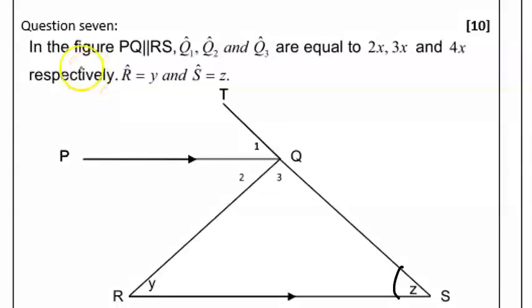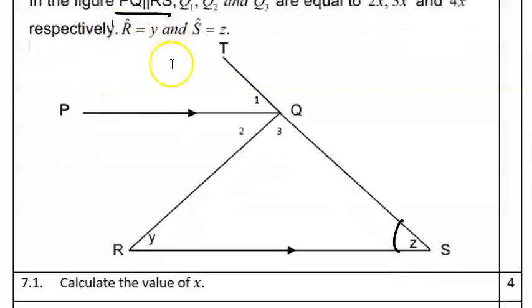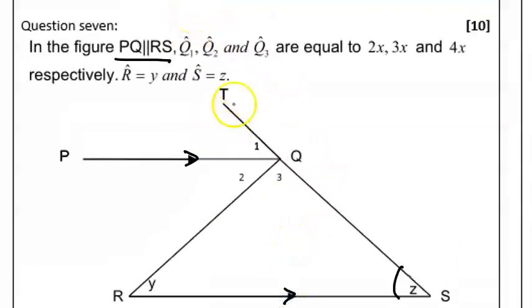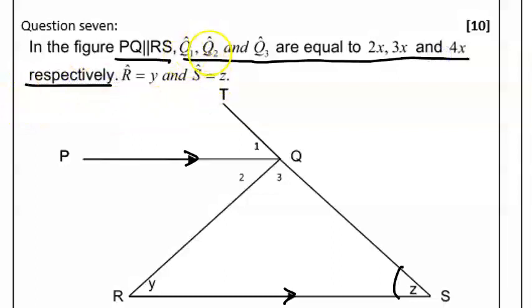So in this particular question, it says, in the figure, PQ is parallel to RS. And remember, as discussed in the previous example, the symbol for parallel lines is the arrow. Q1, Q2, and Q3 are equal to 2x, 3x, and 4x, respectively. That means that Q1 is 2x, Q2 is 3x, and Q3 is 4x. And they also tell us that R is equal to Y and S is equal to Z.